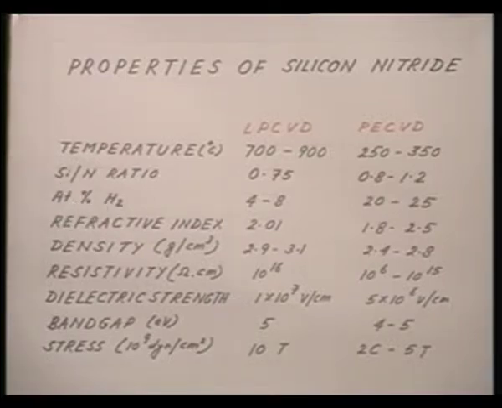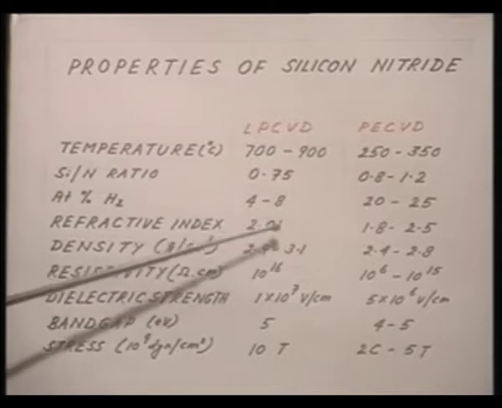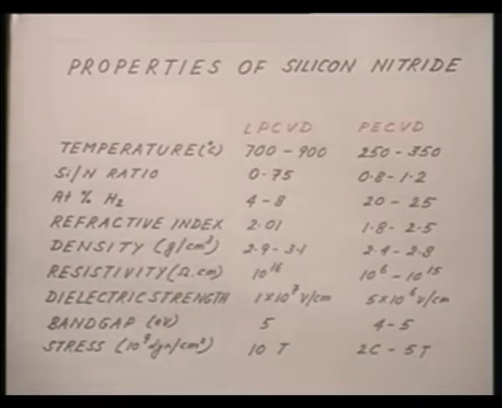Then we have talked about the atomic percentage of hydrogen. In case of LPCVD, you have a very small percent of hydrogen incorporated in the film, 4 to 8%, whereas in case of PCVD, it can be as high as 20 to 25%. Let us look at the refractive index. It is 2.01 for chemical vapor deposition. It is 1.8 to 2.5 in case of plasma enhanced chemical vapor deposition.